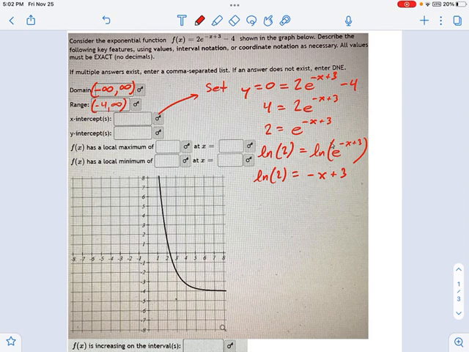And now it's easy to simplify this. I'm going to add x to each side, and I'm going to subtract natural log of 2 from each side. Now that is my x-intercept right there. So I would say it like this: 3 minus natural log of 2, comma, 0. This is my x-intercept in coordinate form right there. So that's the form that you would be expected to enter the x-intercept in.